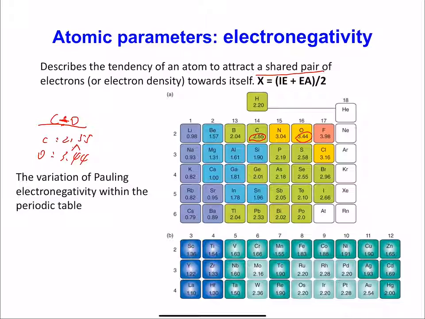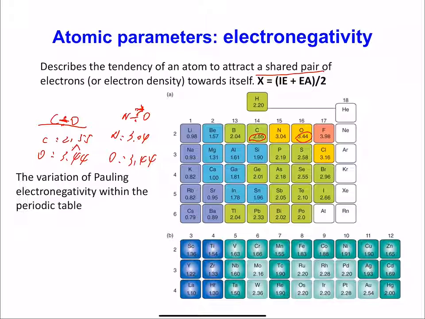Then let's give another example. Let's look at the nitrogen-oxygen bond. Nitrogen has electronegativity of 3.04, and oxygen has 3.44. So in this way, we can say the oxygen has higher electronegativity than nitrogen. Then the electron density here will be more attracted by the oxygen atom. So they share the electron, where it goes more to this side.